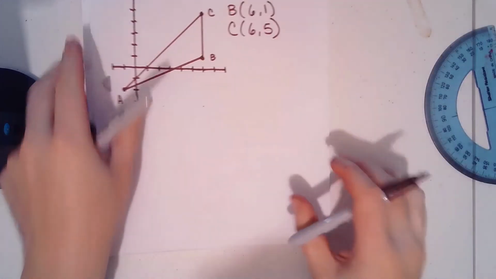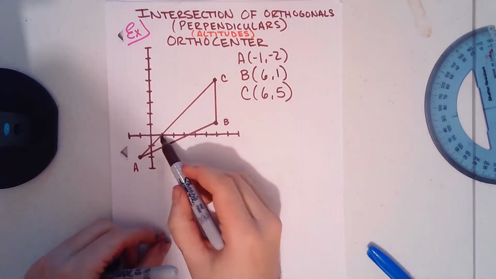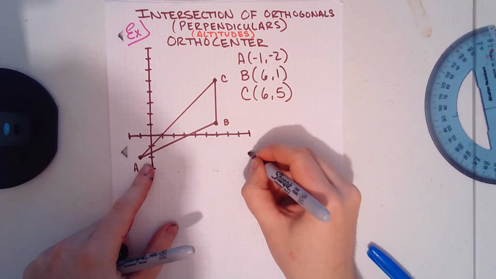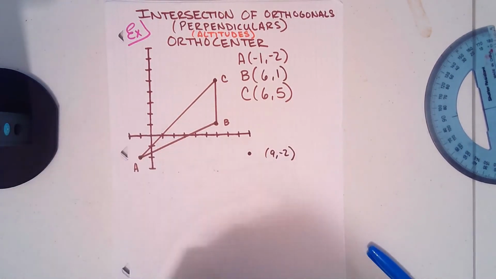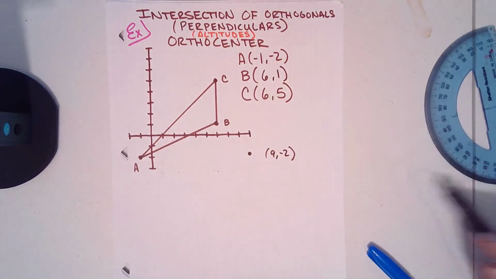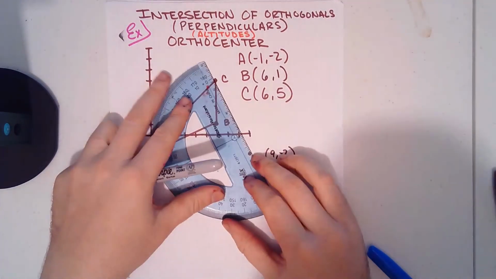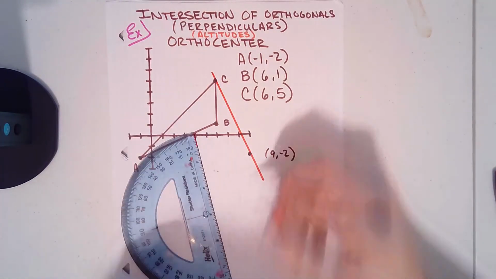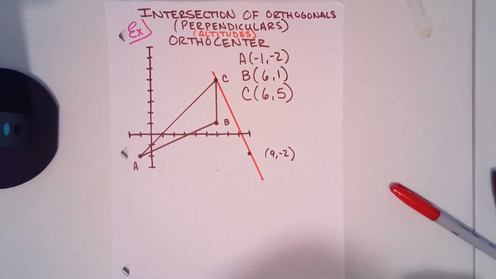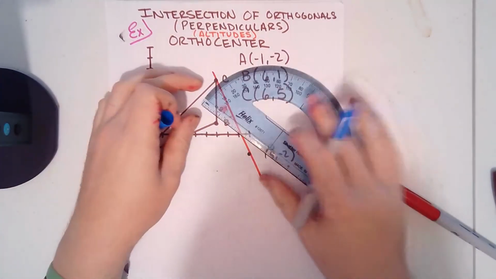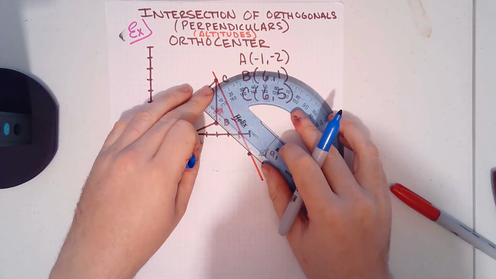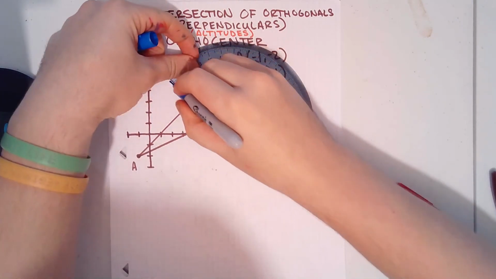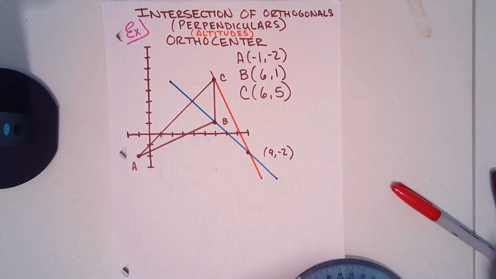So if I go back to my original drawing and I find 9 comma negative 2, 1, 2, 3, 4, 5, 6, 7, 8, 9 comma negative 2, that's going to be the intersection of a perpendicular line that hits C. So if I draw a line here, and the line that goes through B and hits this at a 90-degree angle, this side. Whoops. And that is going to be our orthocenter.